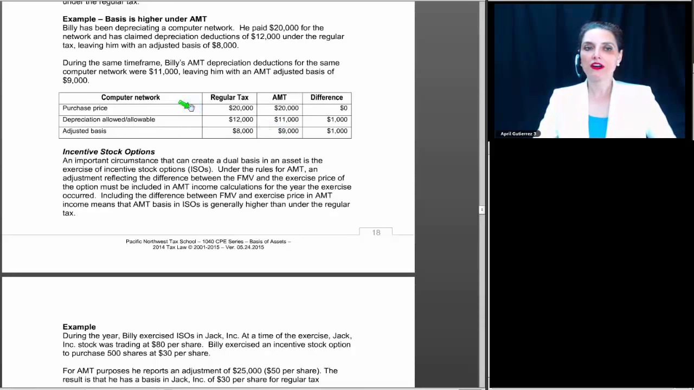The acquisition cost for the asset is the same in either case, but the amount of depreciation allowed over time is less under the AMT than it is under the regular tax. And so this is one of the more common reasons why you would have a difference in basis under AMT than you do under the regular tax.